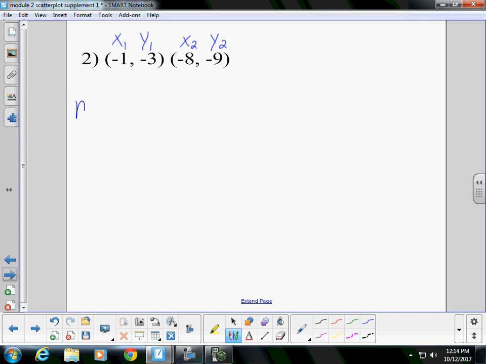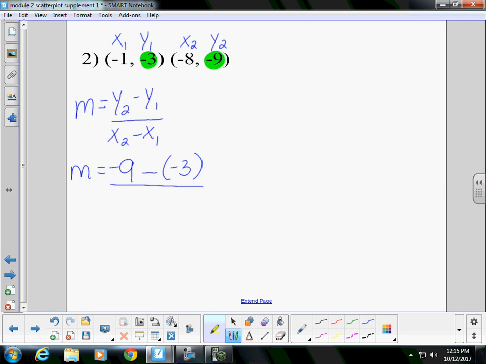So first thing we want to do is find the slope. We use our slope formula, y2 minus y1 over x2 minus x1. I'm going to plug in my y values on the top first, and you always start with the second one. So I'm going to plug in -9 first. So -9, and then minus, that's what the formula says, -3.